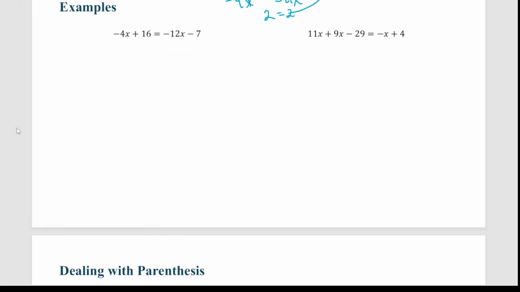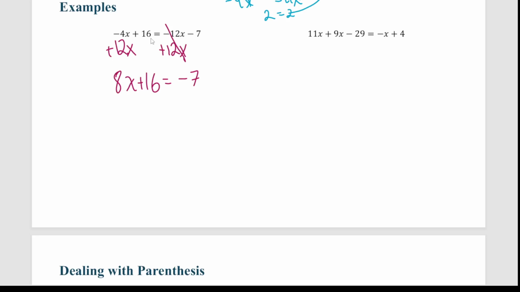Okay, welcome back. Let's go ahead and talk through these two examples. So for this first example, if I have negative 4x plus 16 is equal to negative 12x minus 7, both sides of the equal sign are already simplified, which is nice. My next goal will then be to move all x's to one side, all constants to the other. So in particular, I'm going to choose to undo the negative 12x by adding positive 12x to both sides. Negative 12x plus 12x makes 0, and I'm left with 8x plus 16 is equal to negative 7.